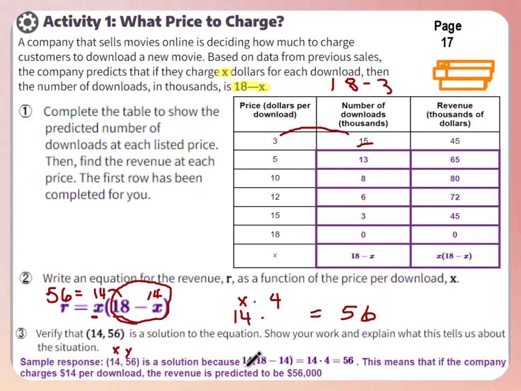We're showing the work down here. So we substitute in the x and y values into our expression to verify that that is a point that's going to be on our graph. This means that if the company charges $14 per download, that's your x, your input is x, and your output, the revenue predicted, is to be around $56,000.